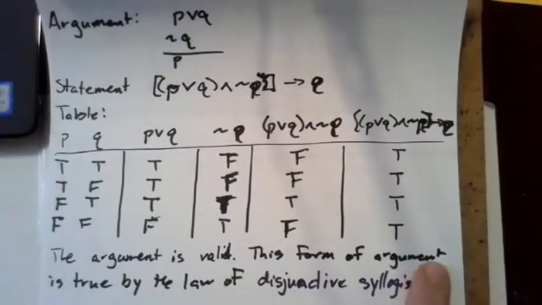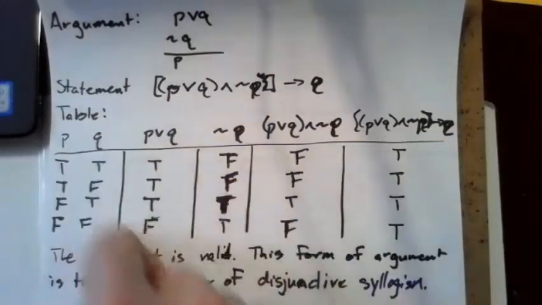The argument is valid. This form of argument is true by the law of disjunctive syllogism. Remember, disjunctive, disjunction, that's where we have that or statement.